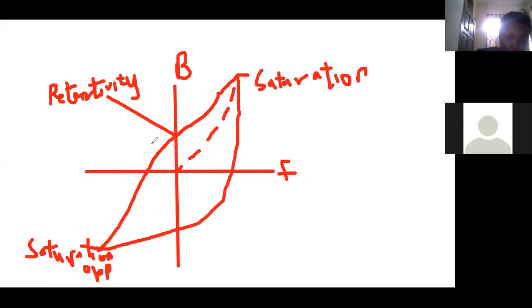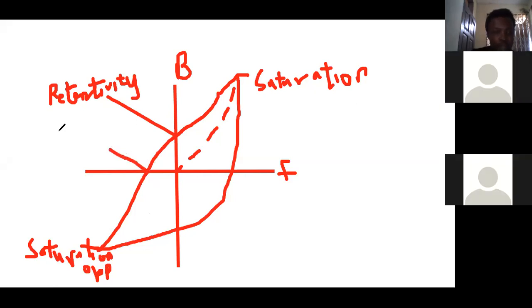Now, this point we call coercivity. And I'll explain what coercivity is. It comes from the word coercive.